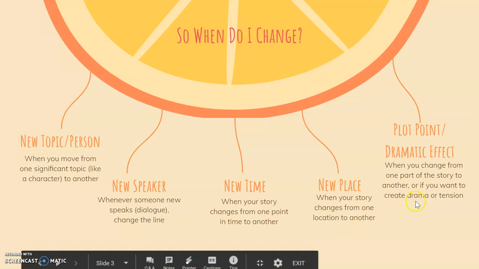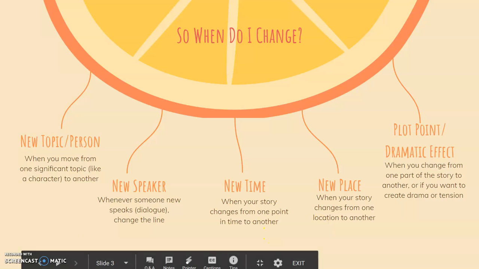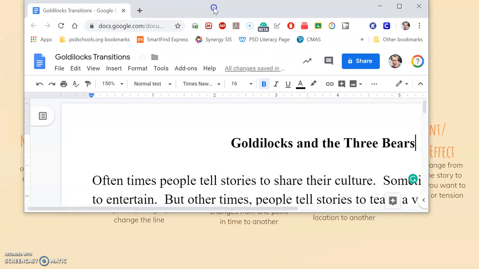And then the last one is if there's a significant plot point, a significant change in the story, or you just want to create some dramatic effect, you can do that by creating a new paragraph to set that moment by itself and create a significant moment for the reader. So let's take a look at that in practice.